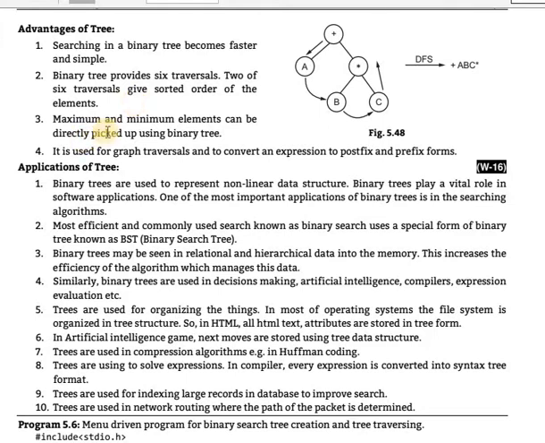Third advantage is that maximum and minimum elements can be directly picked up using a binary tree. Okay, here what is it saying? Because in a binary tree the data is stored in sorted order, so the minimum value is on one side of the root and the maximum value is on the other side. So it is in sorted order.